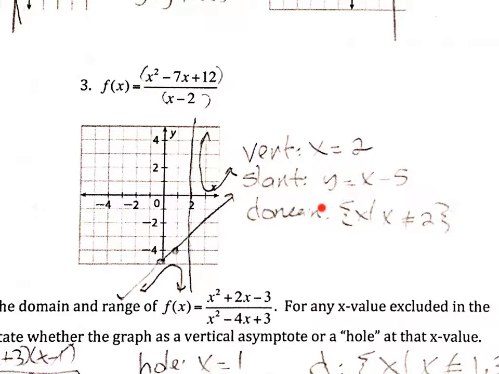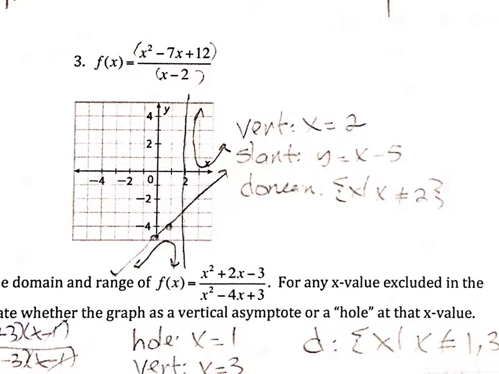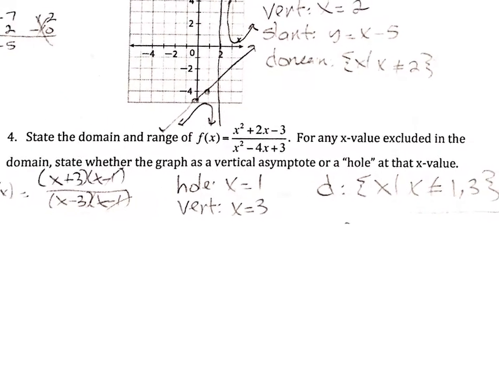The slant, I did my divisions somewhere. I do not see it here anywhere, but I know it's there. Did the division over here. Got x minus 5. Brought it back over here. Punched it in. Domain is always the same as your vertical. And draw your graph.